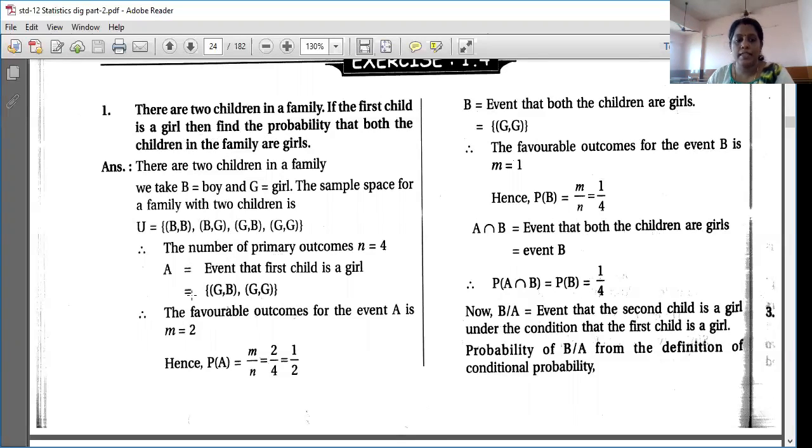So A is the event that first child is a girl. So let's see. The favorable outcomes for the event A, P of A is, what is A? First child is a girl. So what is the event? That the first child is a girl. First child girl में क्या हो सकता है? एक तो GB और GG. So that is M is equal to 2. Then P of A equal to M upon N. That is 2 upon 4. That comes to 1 by 2.